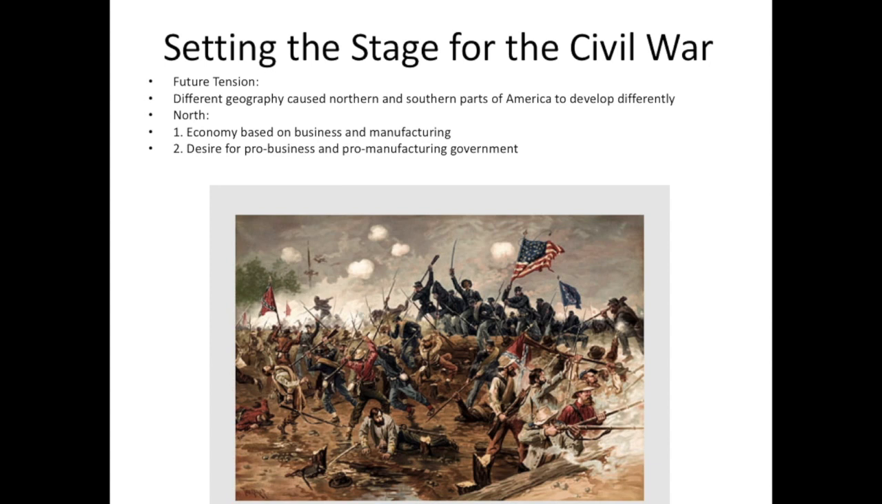Also, they're going to want the government of the United States to pass laws and have policies that are pro business and pro manufacturing, pro factory. Will they need slaves for this? No, the answer is going to be no, because manufacturing and business makes enough money to where you can actually pay for workers, so that by the time you get to the Civil War, the North has gotten rid of slavery. A lot of them thought that it was immoral to have slavery.